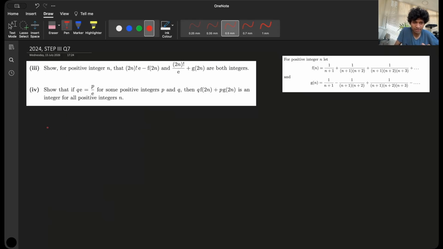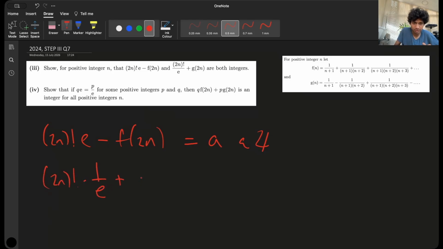We know that 2n factorial times (e minus f of 2n) is equal to some a, which is an integer. And we also know that 2n factorial times (1 over e plus g of 2n) is equal to some b, which is also an integer. What we'd like is to get rid of the e's and the factorial signs, and also introduce p and q. So the only sensible thing is to multiply by q, for example, and see what happens. Let's multiply the top by q and the second one by p.